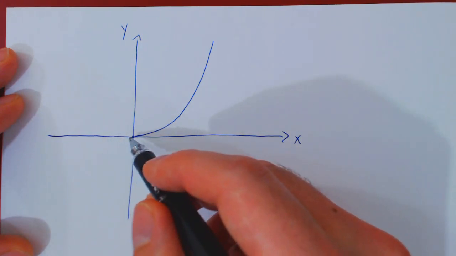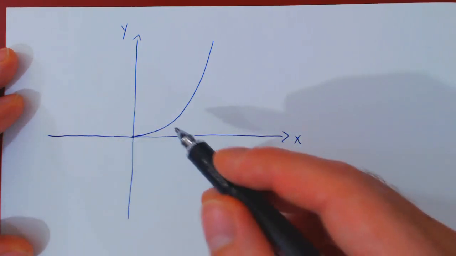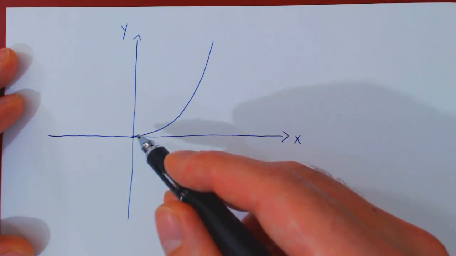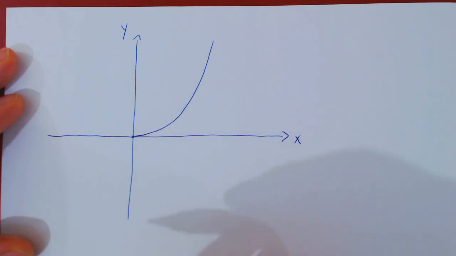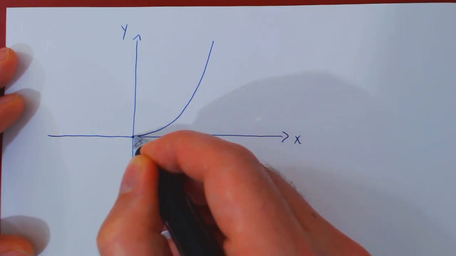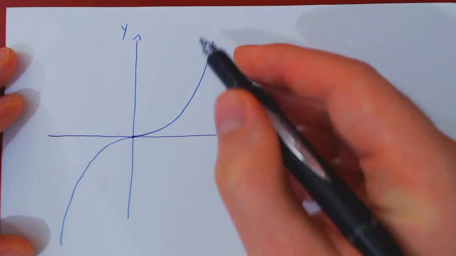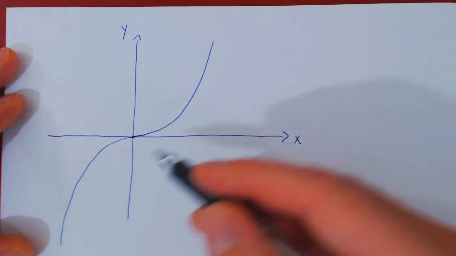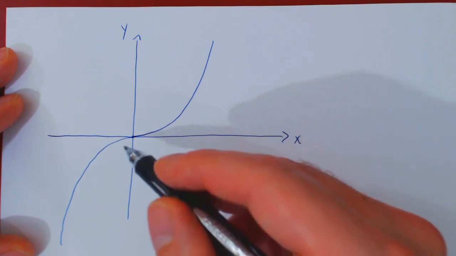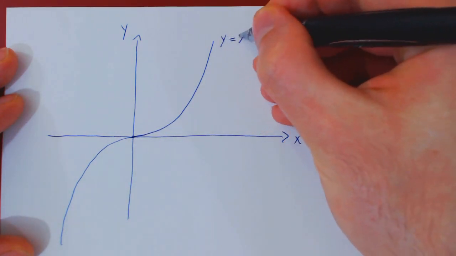And the difference is, for negative values, when you cube a negative, you get a negative. So you get the exact same shape, but going towards the negative y values. So the two pieces are exactly the same, but one is going up positive, the other going down negative. So this is the graph of y equals x cubed.